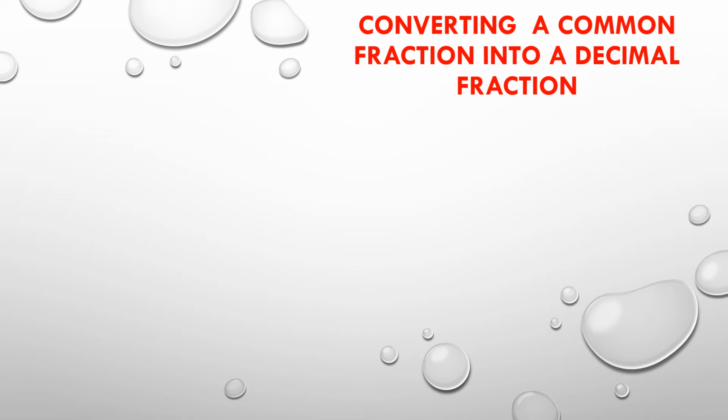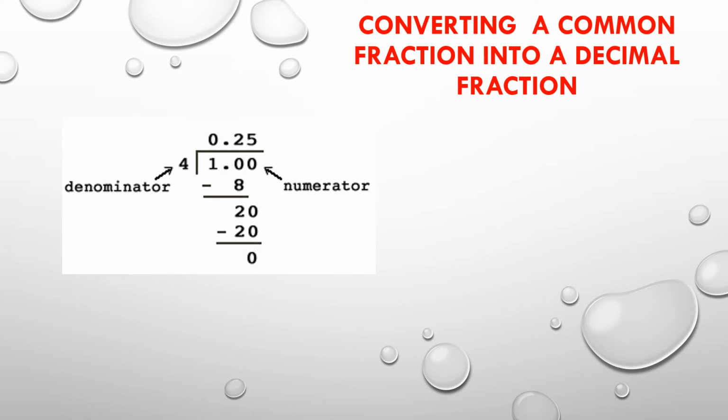Now we are going to see how to convert a common fraction into a decimal fraction. In the first example, we can see that 1 is the numerator and 4 is the denominator. So the common fraction is 1 upon 4. When we are dividing 1 by 4, the answer we get is 0.25. So the decimal fraction of 1 upon 4 is 0.25.